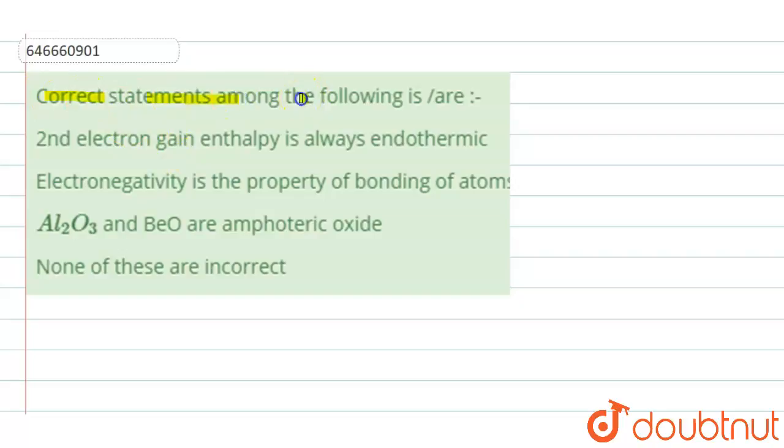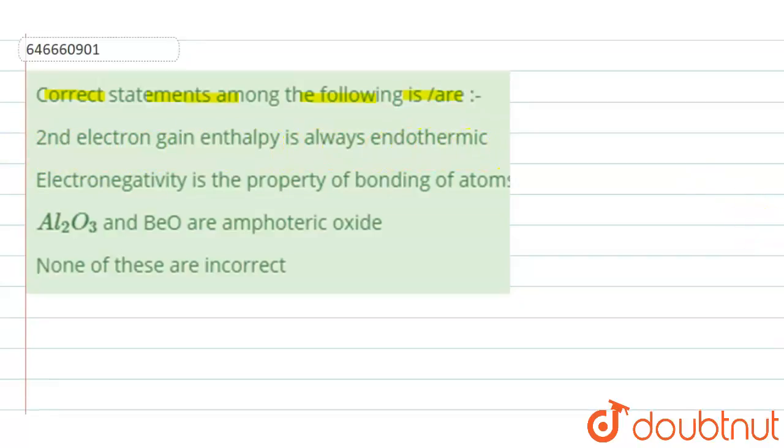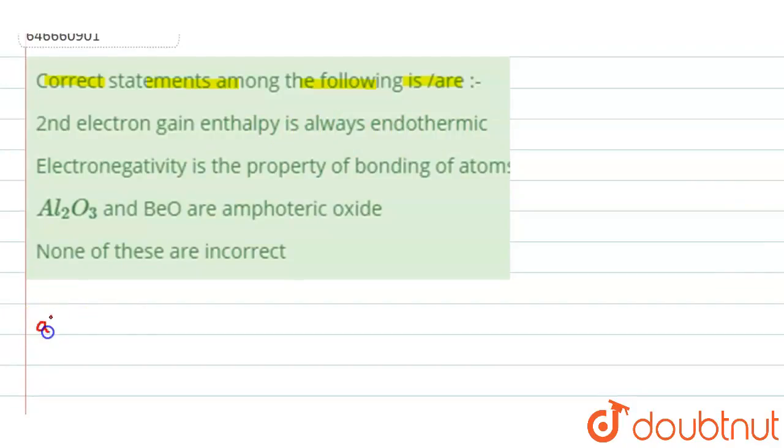Hello everyone, let's see the following question. Correct statements among the following are. So let's see option 1. In option 1 we have: second electron gain enthalpy is always endothermic. Let us see this with an example. In option A we are talking about second electron gain enthalpy. Let's see the first electron gain enthalpy with regard to an atom of oxygen.